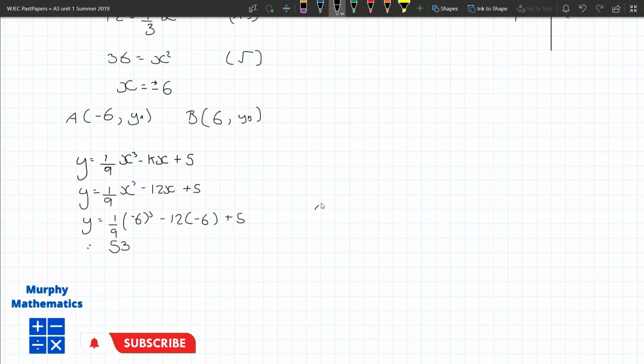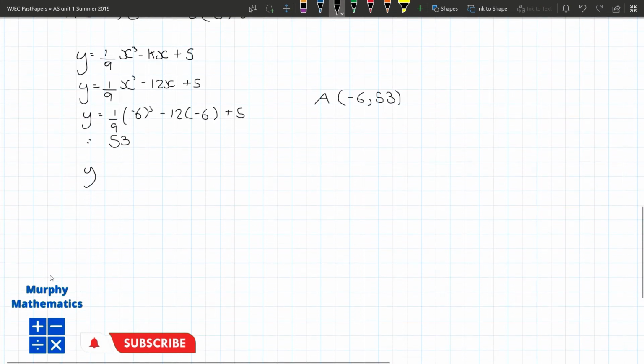So my point A has coordinate minus 6, 53. And that is one of our stationary points. Doing the same again for B, so we get y equals 1/9, this time positive 6 cubed minus 12, lots of positive 6 plus 5, sorry. Okay, plugging that all into a calculator, we get y equals minus 43, and that's our second stationary point.